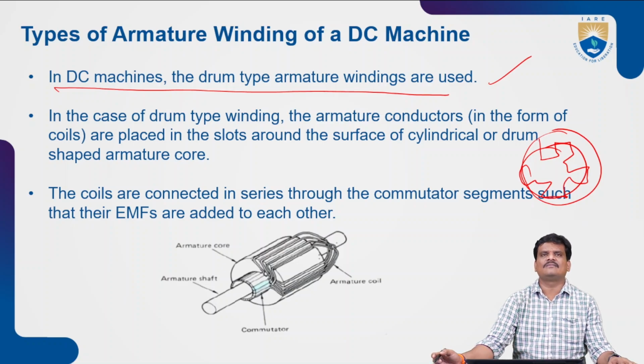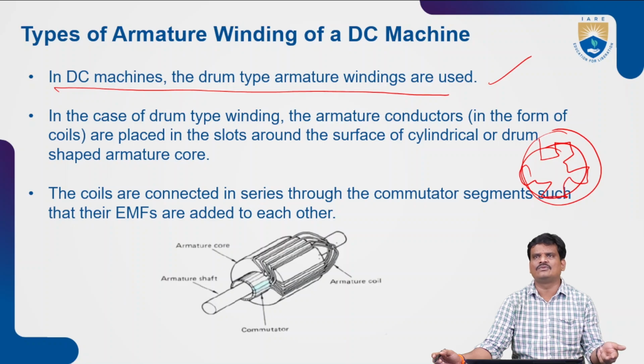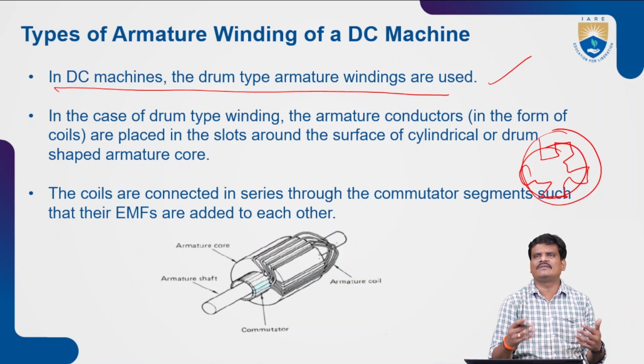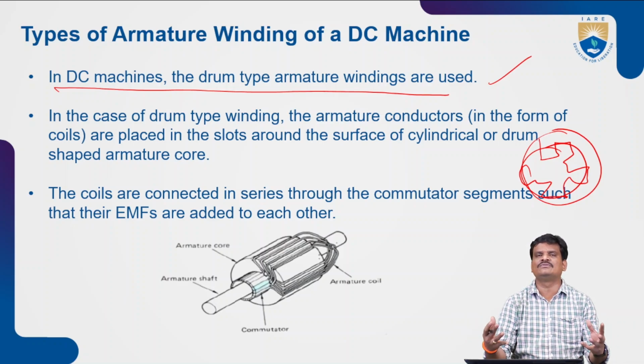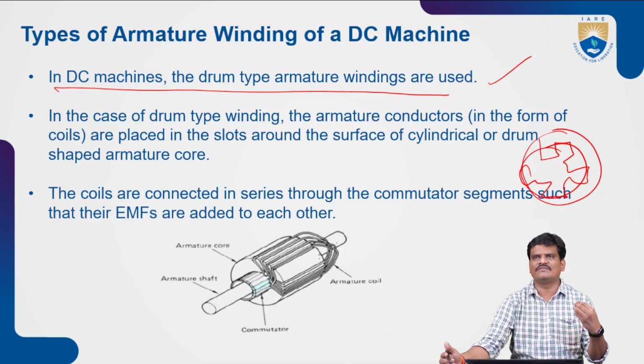And the connection is nothing but these coils are connected in series through commutator segments such as to collect the EMFs, and whatever the EMF we are getting in the form of the output are added in order to get the total amount of EMF that is induced from that particular machine. Suppose if it is a DC generator, the armature coils are connected in series with the commutator segments.